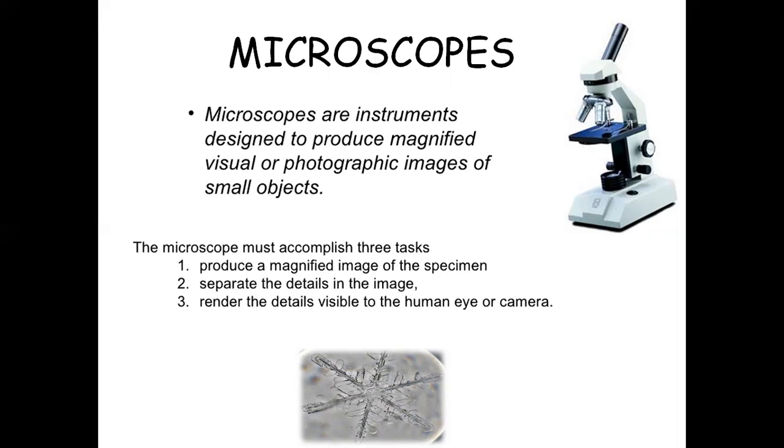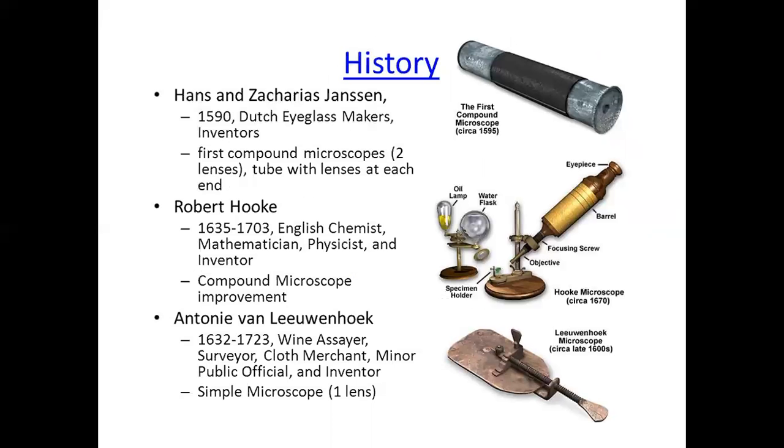So we will turn towards the history of the microscope. The scientist Hans and Zacharias Janssen, who was a Dutch eyeglass maker, invented the first compound microscope, which had two lenses and a tube with lenses at each end.